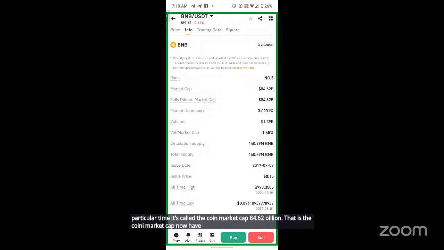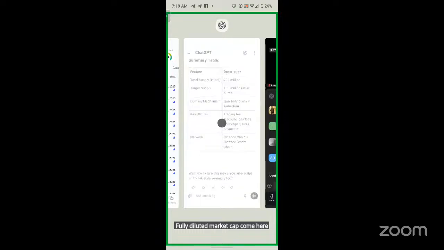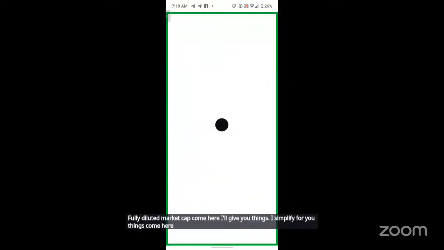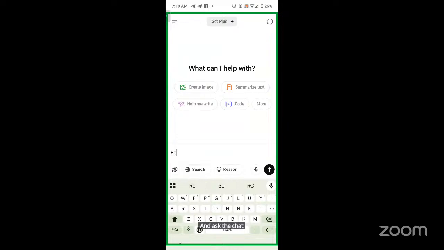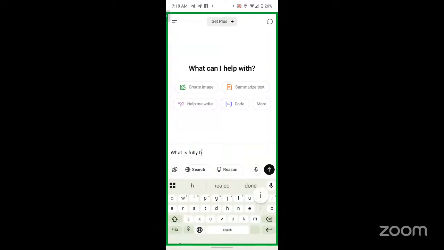Now we have fully diluted market cap. If these terms are confusing you, I simplify things for you. Come here and ask ChatGPT, what is the fully diluted market cap? Don't say you don't know, you know my method. What is fully diluted market cap? The word is diluted. What does fully diluted market cap mean?